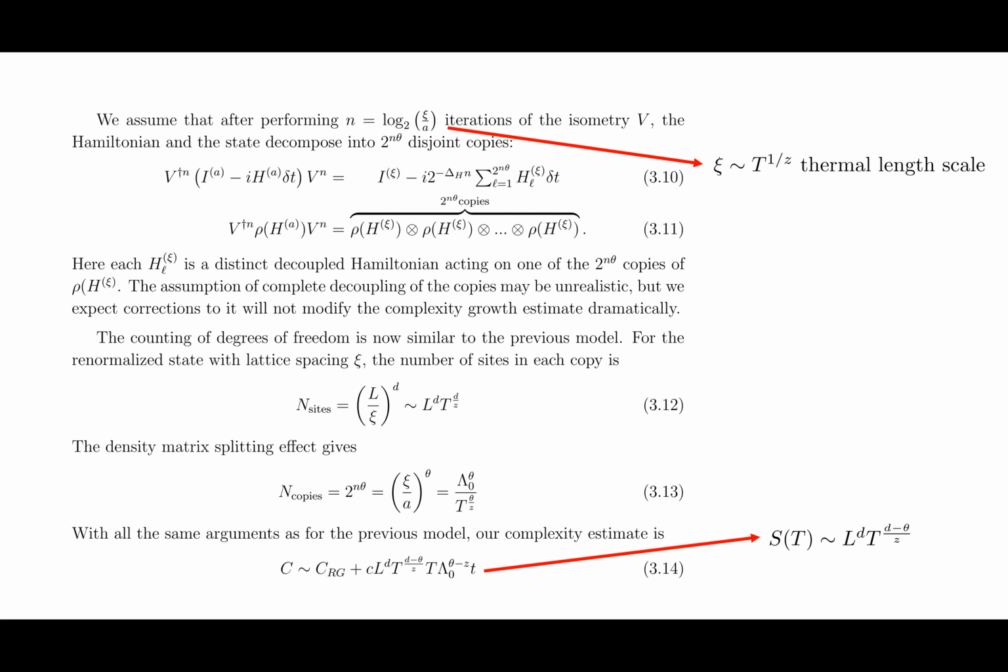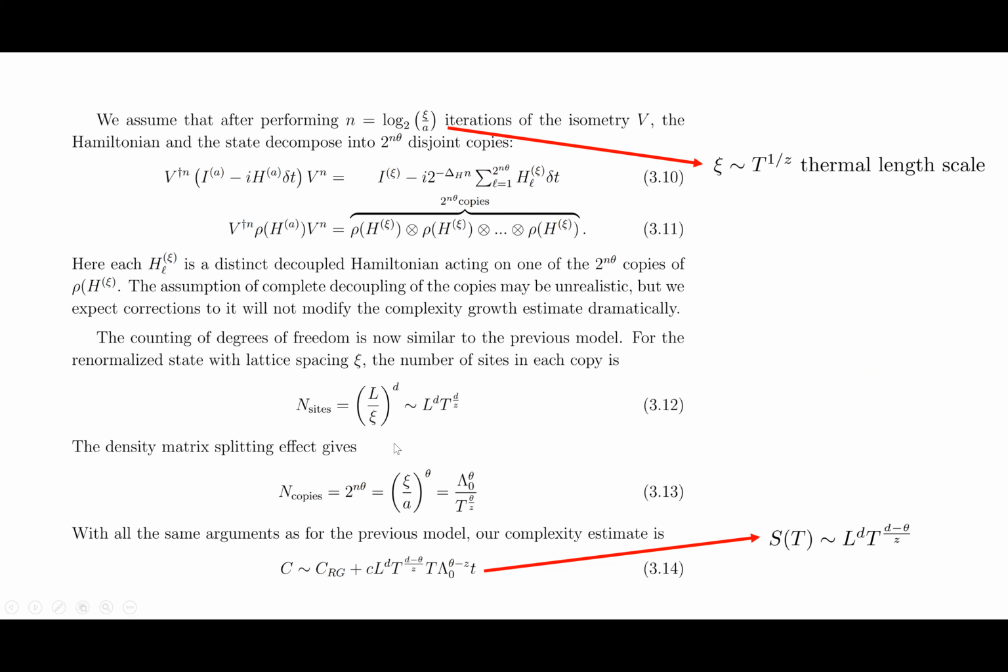Because I get 2 to the theta copies at every step, and each of those copies will make 2 to the theta more copies, so the total number of copies after n steps would be 2 to the n theta. That's what I've shown explicitly here. The density matrix of the Hamiltonian at the microscopic scale turns into, roughly speaking, 2 to the n theta copies of the density matrix at the thermal scale.